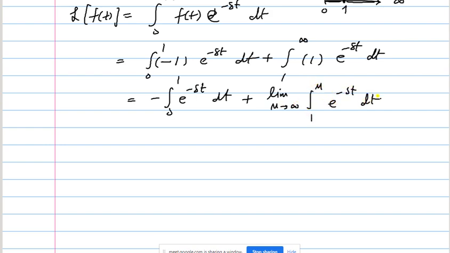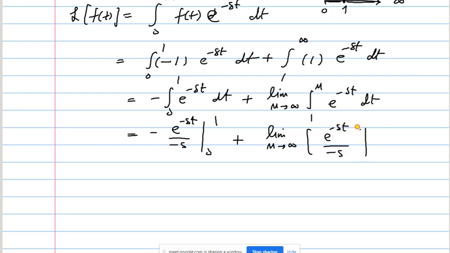Now the integration is very simple. If we integrate, it is e to the minus st divided by minus s from 0 to 1, plus the limit as m goes to infinity of e to the minus st by minus s from 1 to m. Now if I replace t by 1, these are the values of t, not the values of s, since we are integrating with respect to t. So if I put t equal to 1, it becomes minus e to the power minus s divided by minus s.